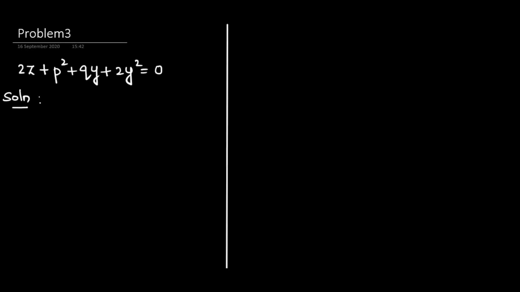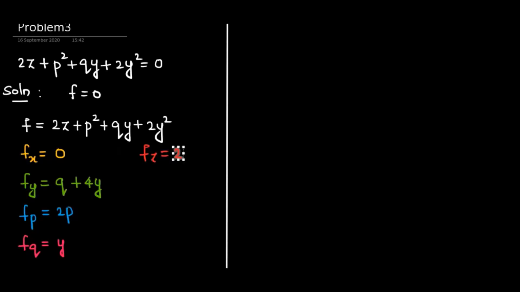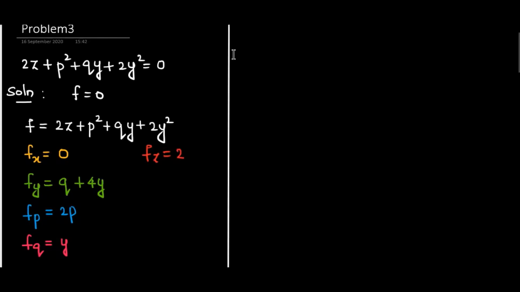So the given question is already in the form f equal to 0. Now let us find out all the first order partial derivatives of f with respect to p, q, x, y, z. And I have done that already for you. You can take your own time in understanding the steps.